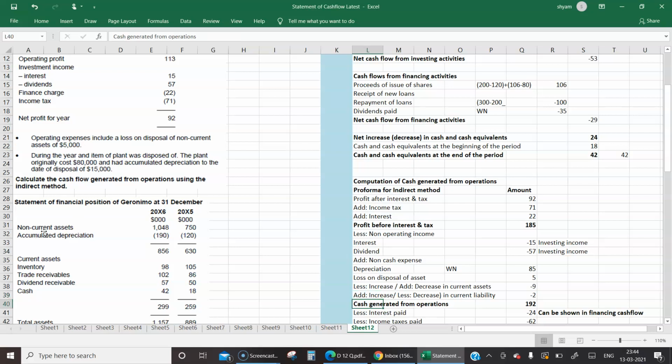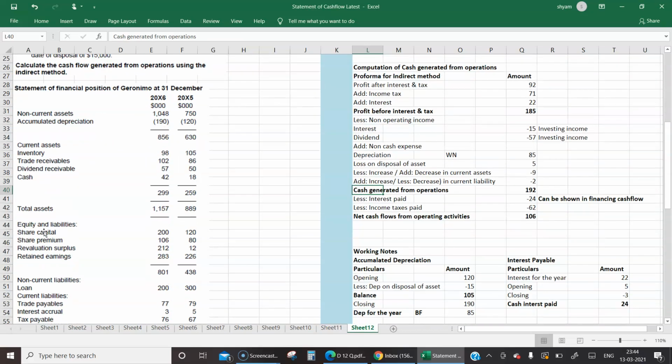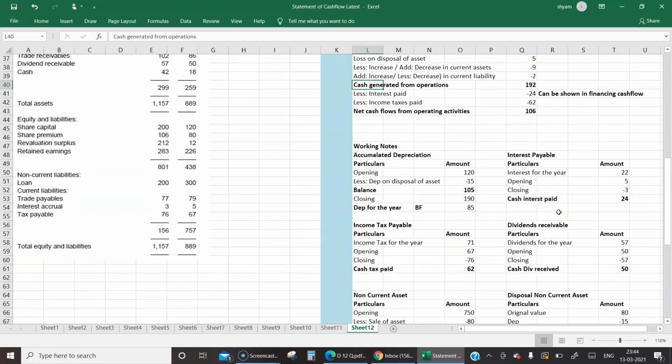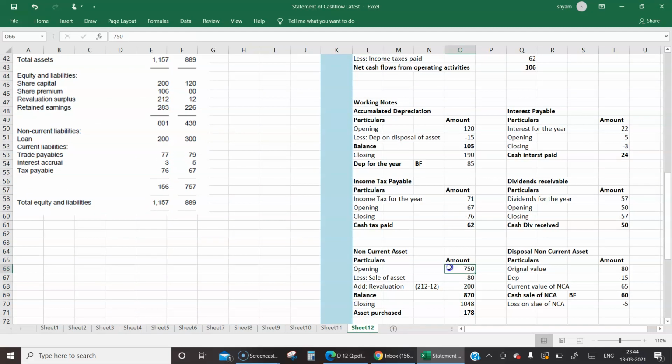Thereafter we went to non-current assets. In non-current assets we had an idea like this. See, 750 was opening, 80 has been sold, revaluation has been 200, balance should have been 870, but closing is 1048. So what has happened? 178 has been purchased. So accumulated depreciation, if you see, 120 was opening.